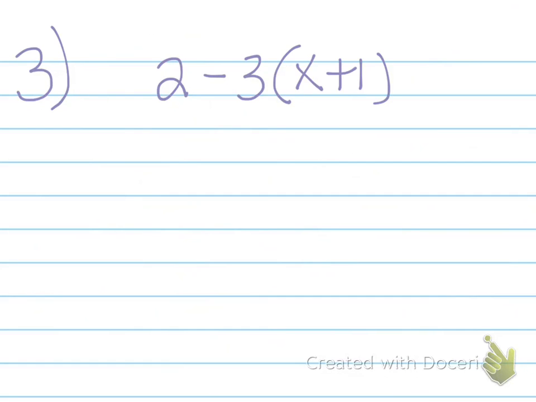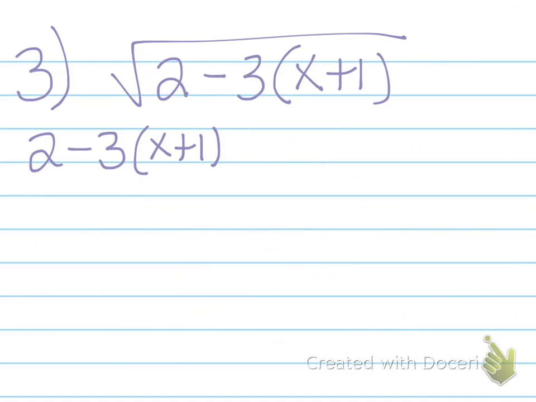All right, our third example is 2 minus 3 times x plus 1. Okay, so we're going to set this equal to 0. First thing I'm going to do is distribute on the left side and then add like terms.